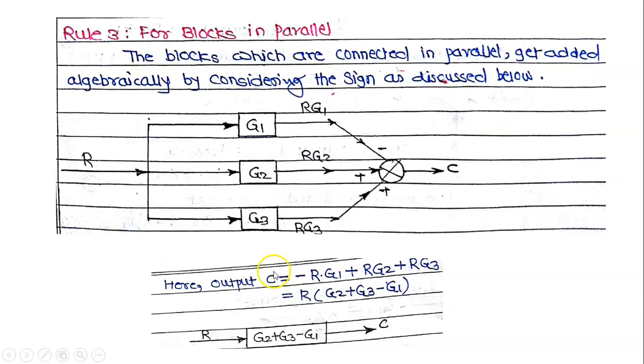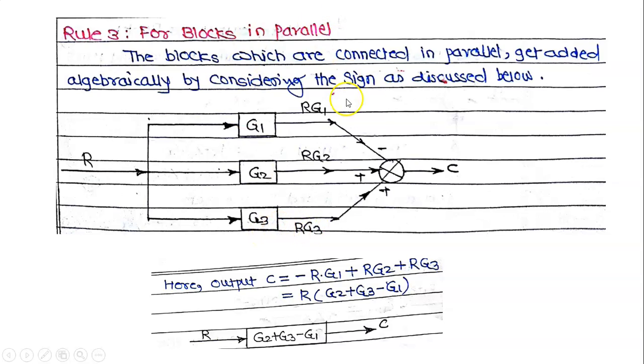Now rule number 3, blocks in parallel. The blocks which are connected in parallel get added algebraically by considering the sign, as discussed below. Therefore this reference input R is there, it is equally fed to the blocks G1, G2 and G3. Therefore output from block G1 is RG1, output from block G2 is RG2, output from block G3 is RG3.